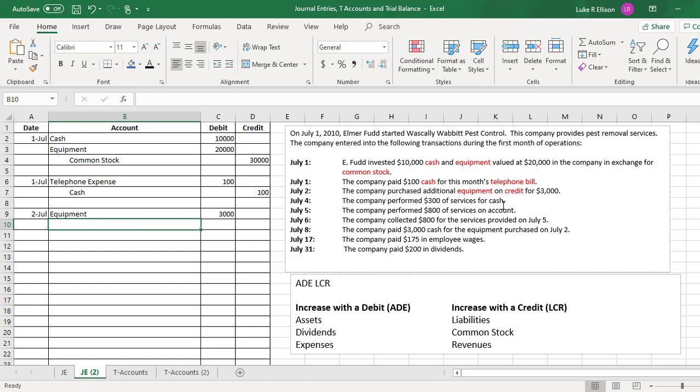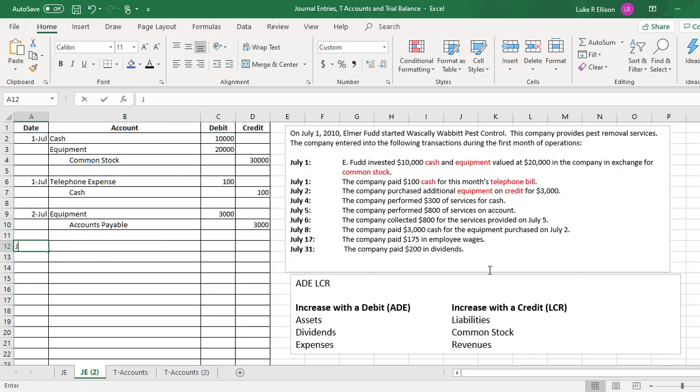And this time we didn't purchase it with cash, we purchased it on credit, meaning we're going to pay for it at some future date. And if we're going to pay for this at a future date, we consider this a liability. Specifically, it's going to be accounts payable. And accounts payable is going to increase with a credit. Now the reason it's increasing is because we owe more money than we did before this transaction. Therefore, that's an increase in liabilities. So we can put accounts payable, and that is for $3,000.